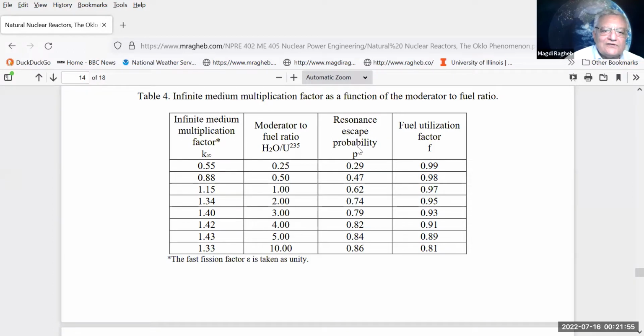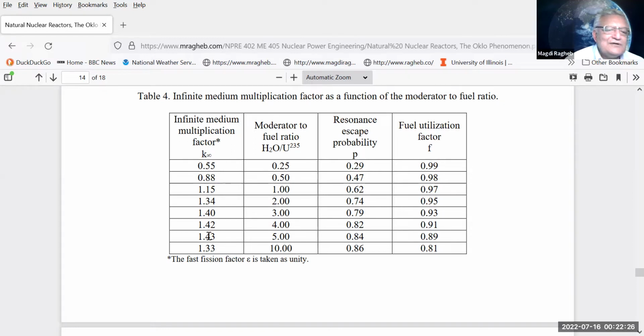If you calculate the resonance escape probability, you'll find that as a function of the moderator, if you increase the moderator, the resonance escape probability increases. But lo and behold, you find that the fuel utilization factor decreases. So now, if you multiply that p into f, you reach that maximum. And that's what I suggest.